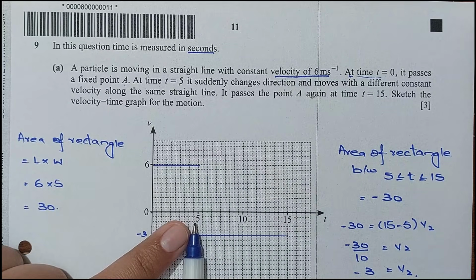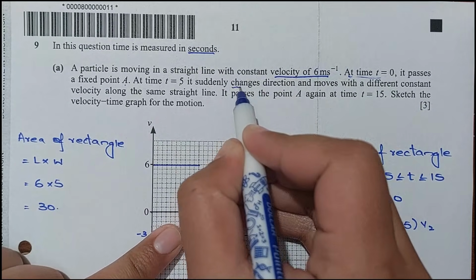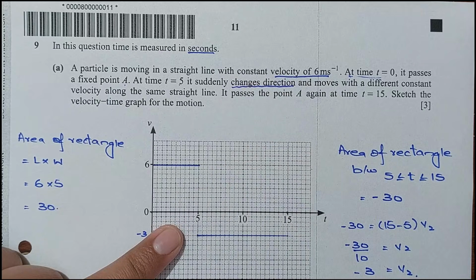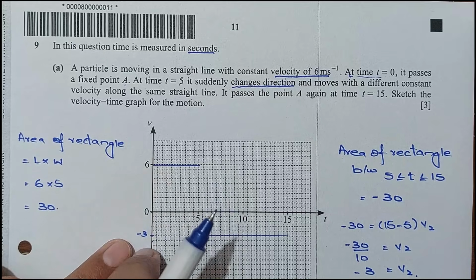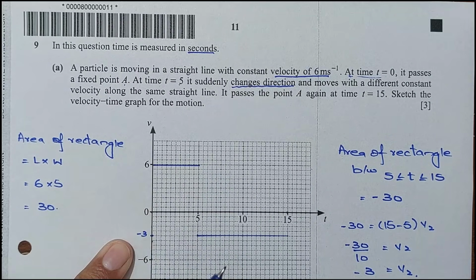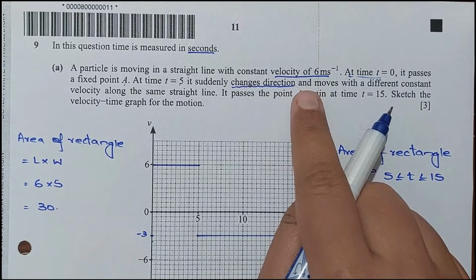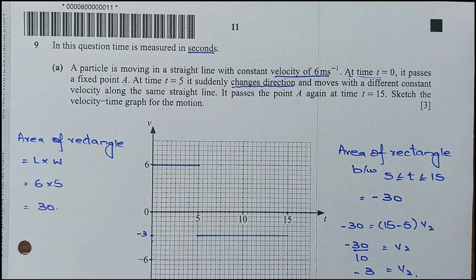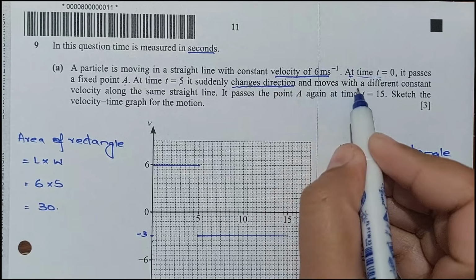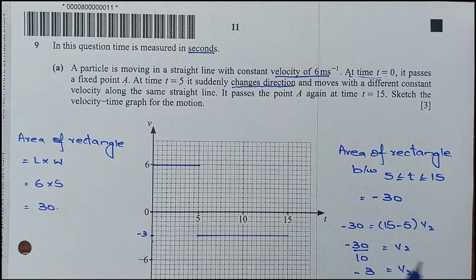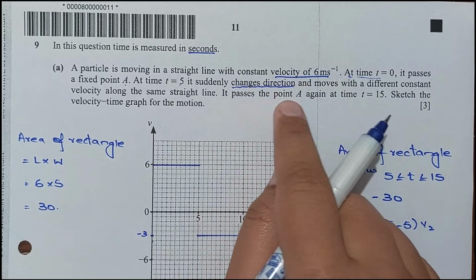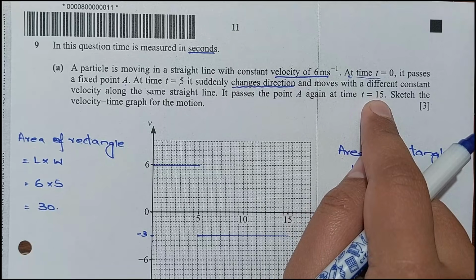Okay, at 5 it changes direction. Direction change in velocity means the velocity is negative. Before, the velocity is positive. Now when the direction changes, the velocity must be negative over here. And the displacement becomes 0. It moves with a different constant velocity along the same straight line. It must be a different constant velocity, so we have to work out this velocity. It passes point A again at t equals to 15.